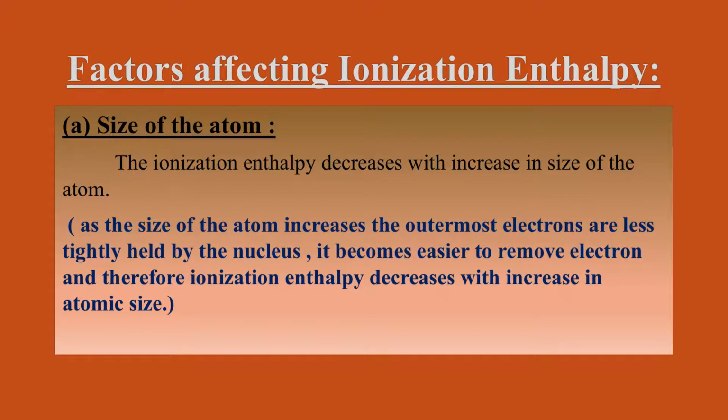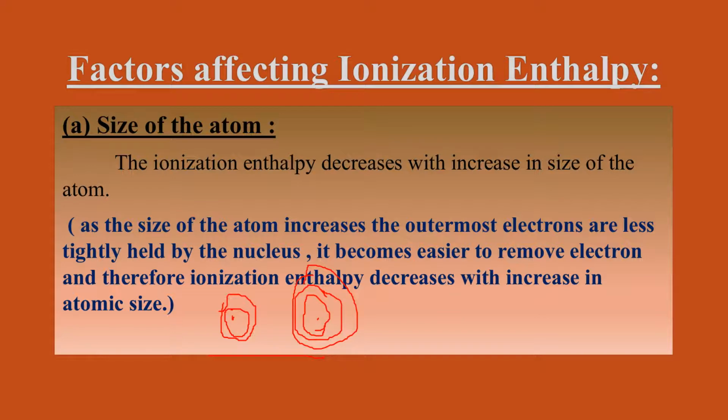And the reason behind this is, as the size of the atom increases, it means the outermost electrons are less tightly held by the nucleus, and it becomes easier to remove the electron, and therefore ionization enthalpy decreases with increase in atomic size. As we know, as we are talking about the shell, and as the shell number increases, the size of the atom increases. Suppose this is the atom which has 2 shells and this one has 3 shells. As we compare these two atoms, the size of the atom increases because of the increase in the shell number.